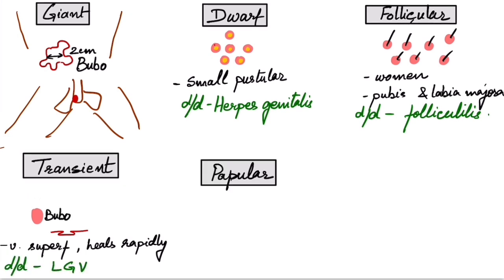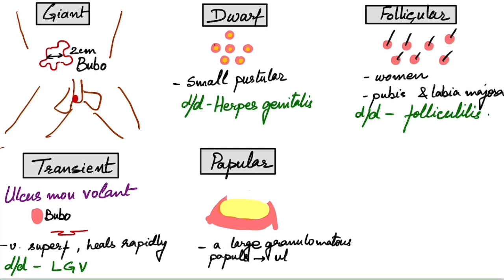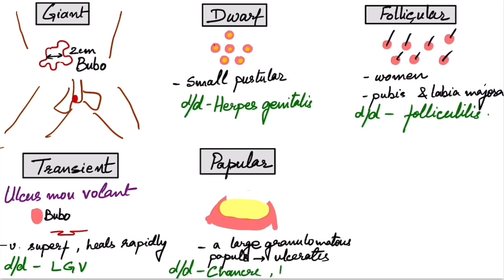It is also known as chancre mou volant. It is in French. Mou means soft and volant means gliding. So it comes and it goes. It's very transient. The next one is papular. Here there is a granulomatous papule which ulcerates and it resembles donovanosis or condyloma of syphilis. It is also known as ulcus molle elevatum.